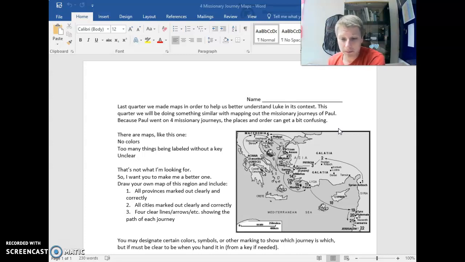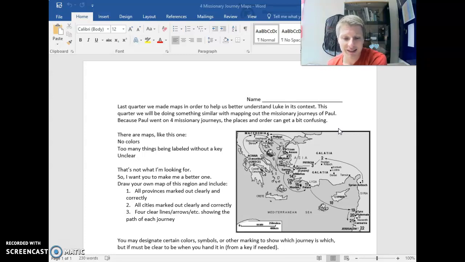It can be very confusing, but your task, your summative assignment for this quarter, will be to create a map that has all of his journeys on there, all the cities located, and all of the provinces he traveled to located. Over the years, I have allowed students to make 4 different maps, each with one of Paul's missionary journeys, or 2 maps, one with the first 2 and one with the second 2, or one map of all 4. It is up to you. It needs to be done well, clearly, and accurately.